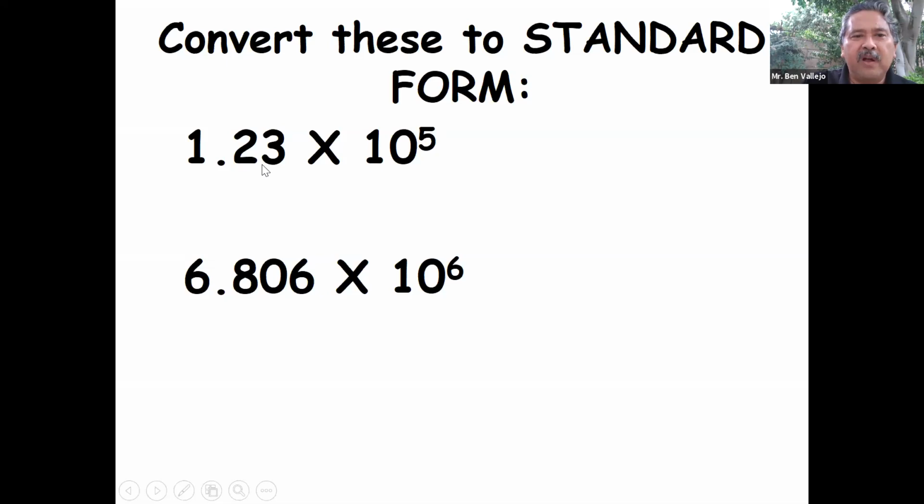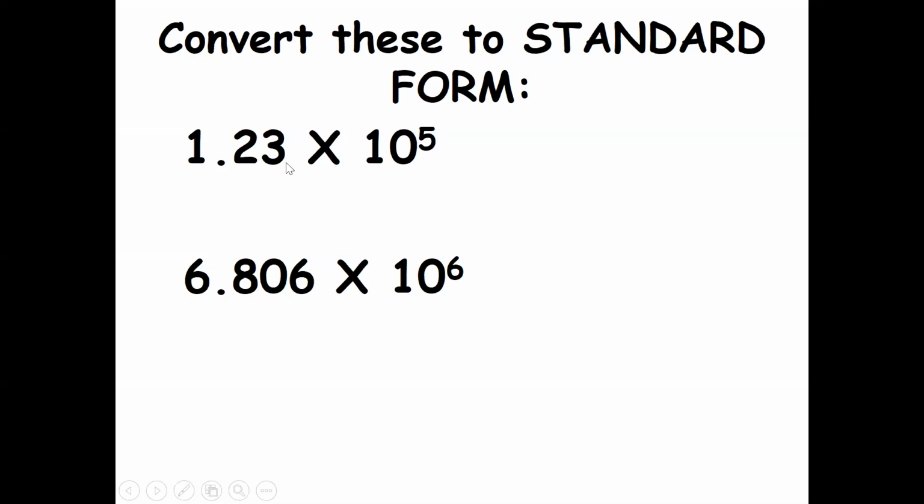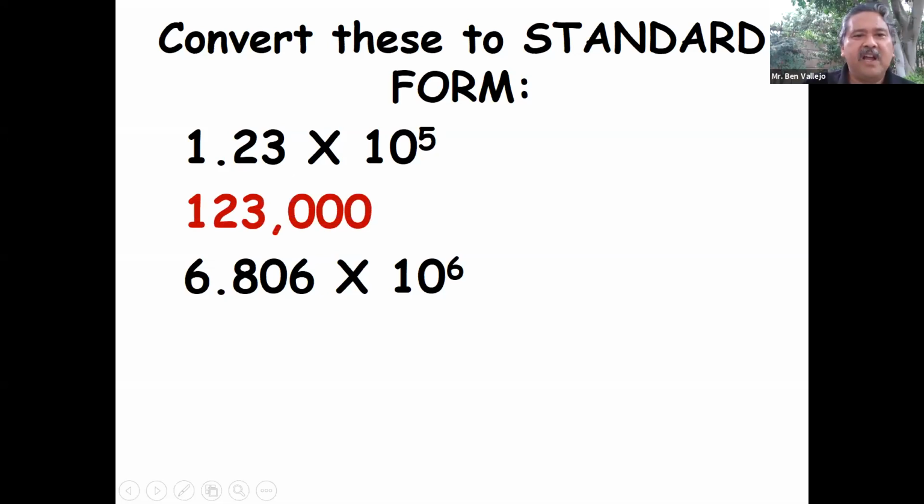That's moving it over once. Yeah, 123,000. Yeah, you got it. It'd be 123,000 because you move it over 5 times. Good job. All right, let's do the other one.